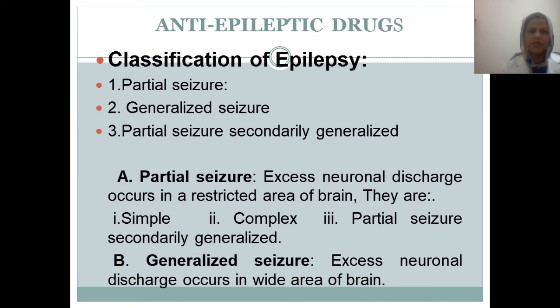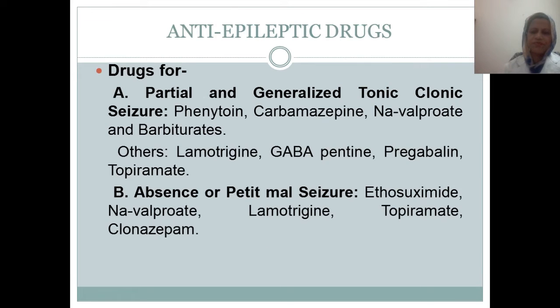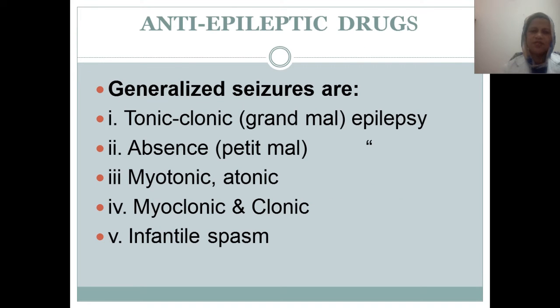Now the classification of epilepsy. Epilepsy may be partial, generalized, or partial seizure secondarily generalized. Partial seizure: excess neuronal discharge occurs in a restricted area of the brain. They may be simple, complex, or partial seizure secondarily generalized. Generalized seizure: excess neuronal discharge occurs in a wide area of the brain. Generalized seizures are tonic-clonic or grand mal epilepsy, absence or petit mal epilepsy, myotonic or atonic, myoclonic and clonic, and infantile spasm.